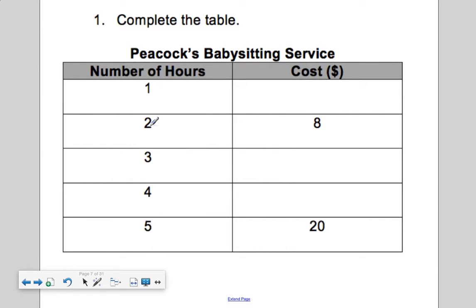We know 2 hours will cost her $8. 5 hours costs her $20. So how could I fill this out? Let's think. If 2 hours costs $8, if I divide it by 2, each hour must be $4. So 2 hours will be $8, 3 hours will be $12, 4 hours will be $16, and 5 hours will be $20.